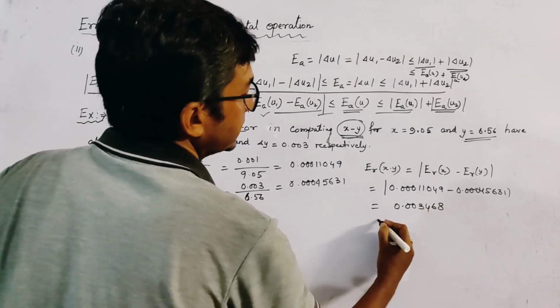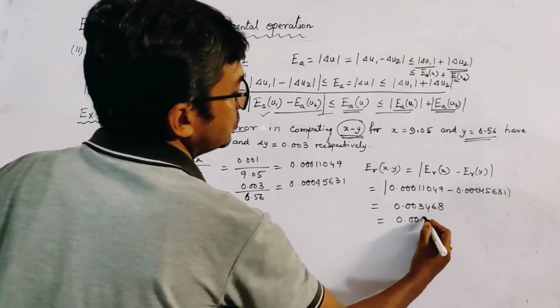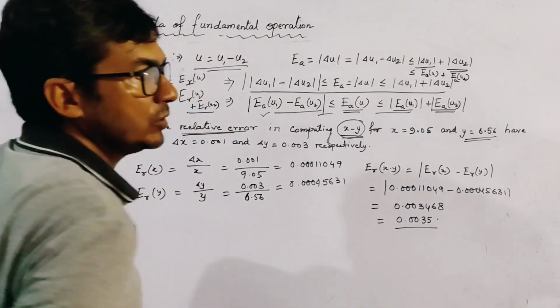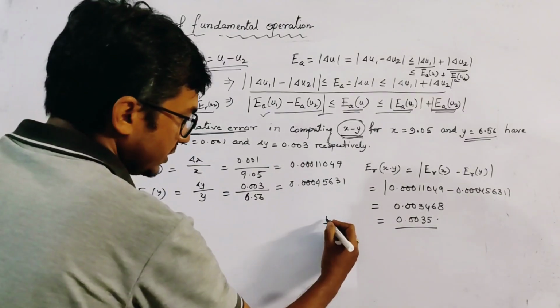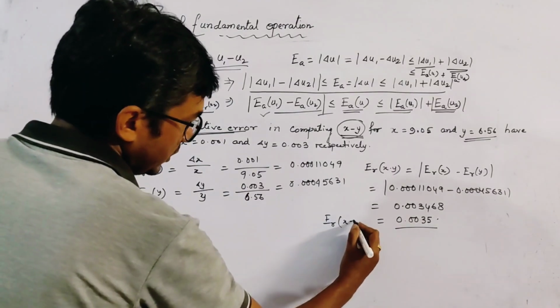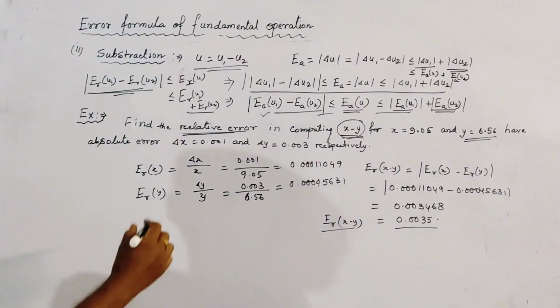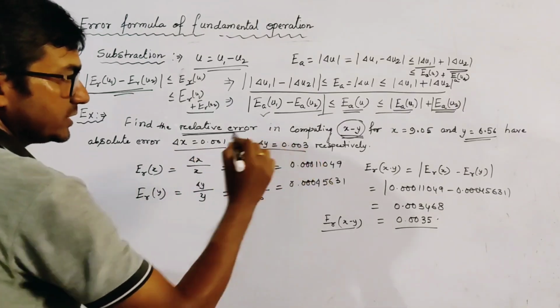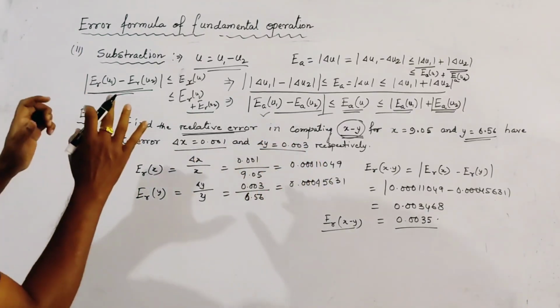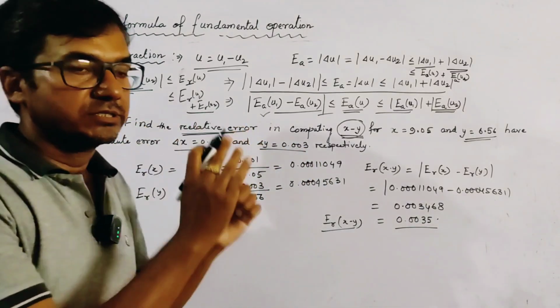Right, and this difference is given by mod of, this is not mod, 0.00346, and this is approximately 0.0035. Okay, this is the relative error of x minus y, where the absolute errors are given by this and this. Okay, and this is the case of subtraction.